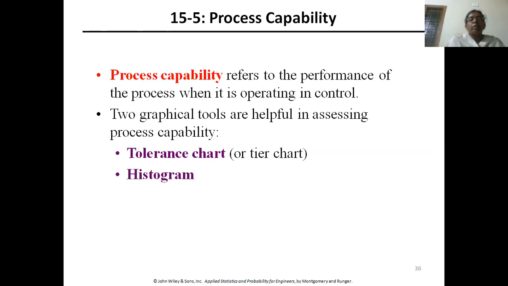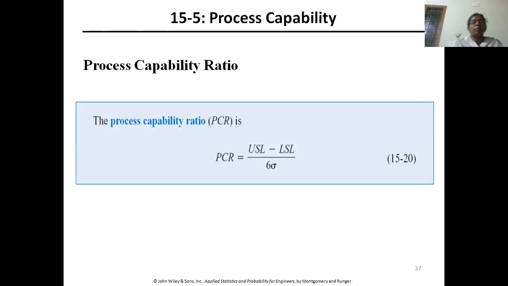Now next you have process capability. Till now you have seen the process control chart. Process capability refers to the performance of the process when it is operating in control. There are two graphical tools which help us in assessing the process capability: one is the tolerance chart, another one is the histogram. These two you don't have in your syllabus, just remember what process capability is.